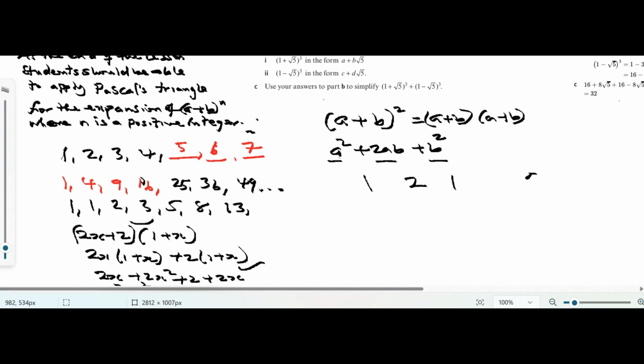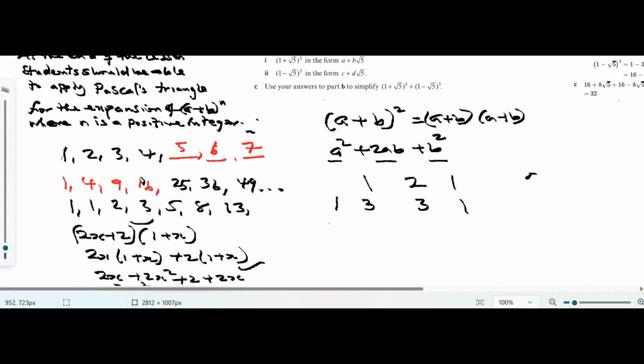The coefficient of a squared is 1, this is 2, and b squared is 1. Okay, I can use the Fibonacci series to form the Pascal triangle. I've told you the Fibonacci series or sequence is where you add the first two numbers. If I move this one here, I add 1 plus 2, it gives me 3. I write 2 plus 1, it gives me 3, and I move the 1 down again.